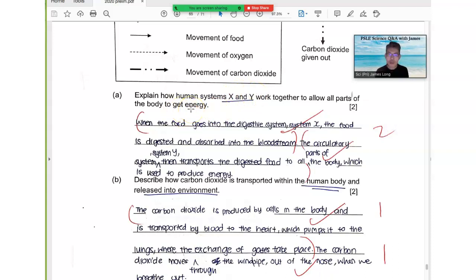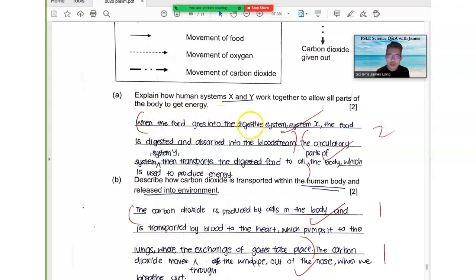So there were students who wrote in detail about how food enters the mouth, how the teeth chew the food, swallow down the gullet, enter the stomach, go to the small intestine. All those are unnecessary. Alright, just go to the part whereby it becomes digested food.